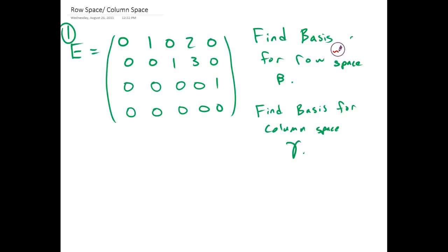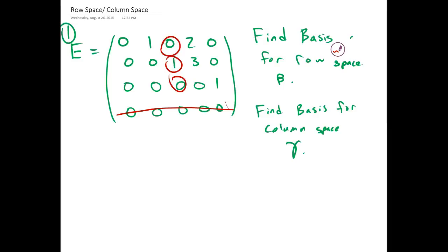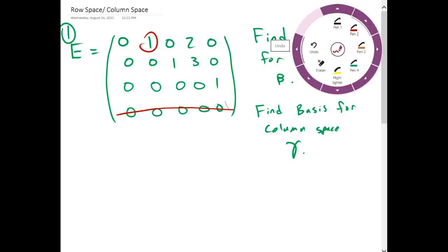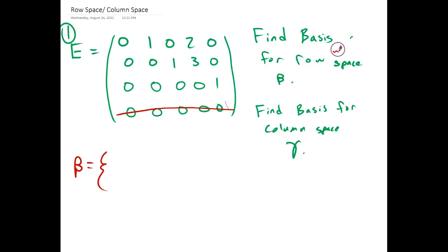And we can eliminate the bottom row because it is just full of zeros. And we can tell that the top three rows are linearly independent because there's a 1 here where there's zeros here. We have a 1 here where there's zeros on top and bottom. We have a 1 here where there are zeros here. So since these are linearly independent, we can write the basis as 0, 1, 0, 2, 0, 0, 0, 1, 3, 0, and 0, 0, 0, 0, 1.